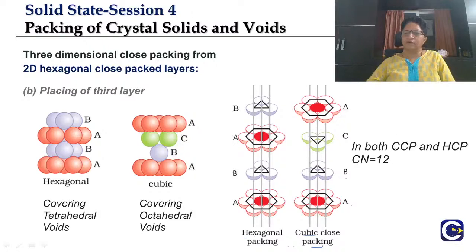So the coordination number in the CCP and the HCP structure will be equal to 12.